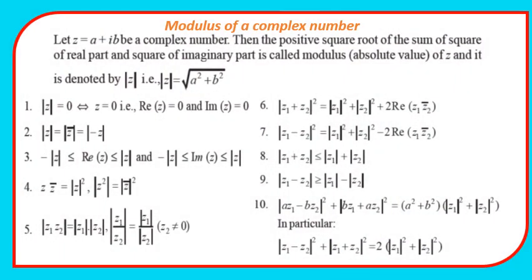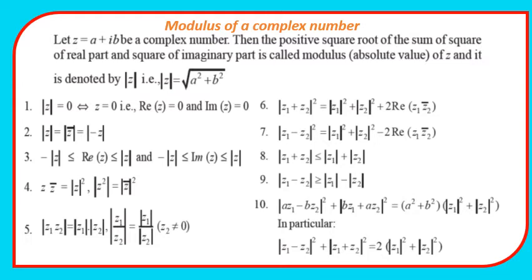Moving to next, modulus of a complex number. So let z equals a plus ib be a complex number. Then the modulus of z, denoted by mod z, is equal to under root of a square plus b square. That is, the sum of the squares of the real and imaginary parts taken under root. Clear? So if z equals a plus ib, then the modulus denoted by mod z equals under root a square plus b square.